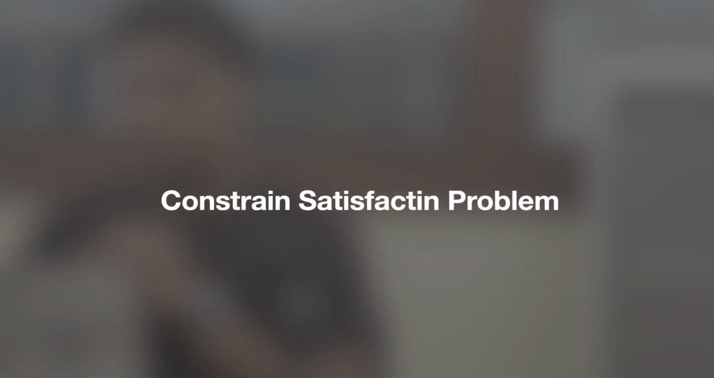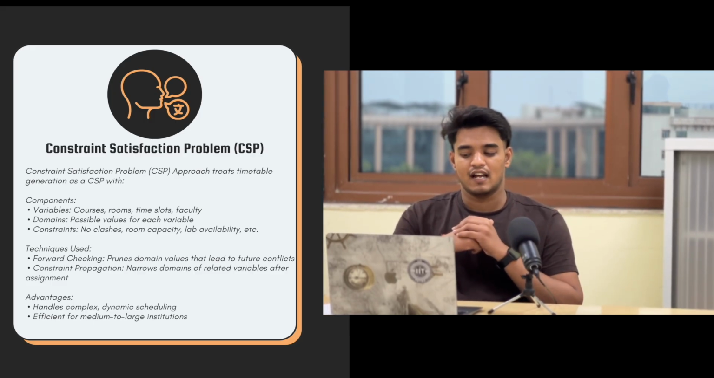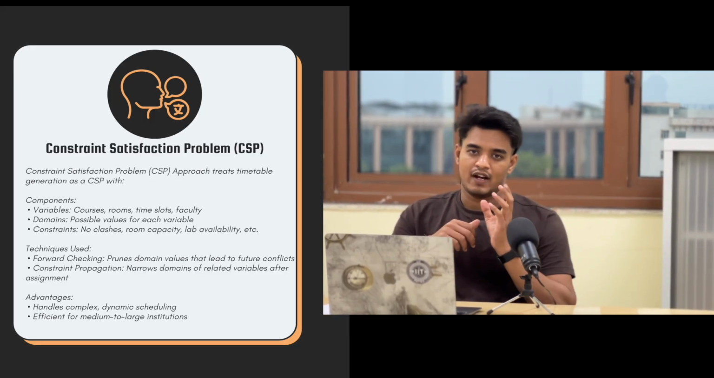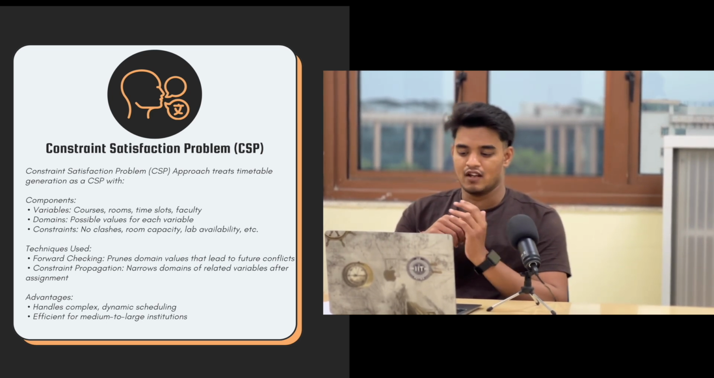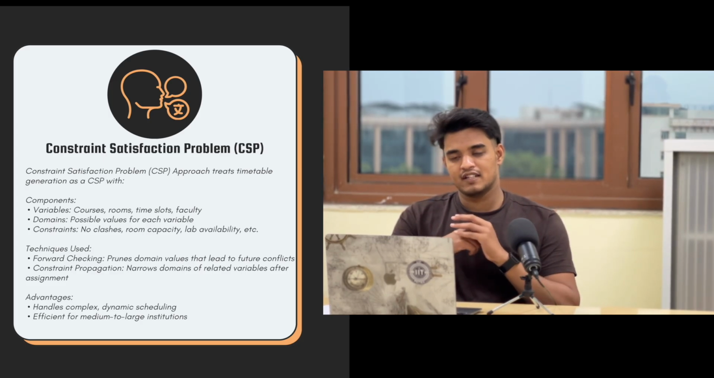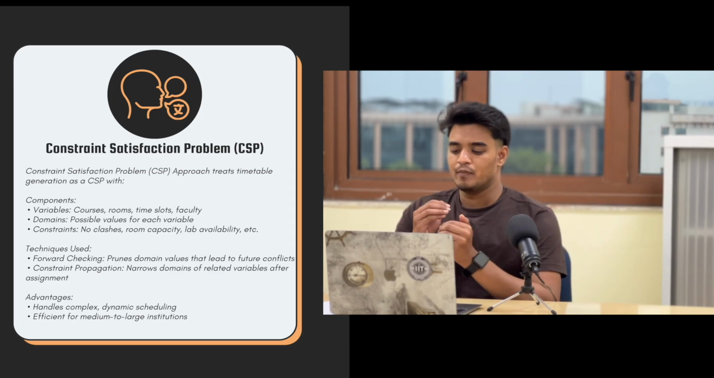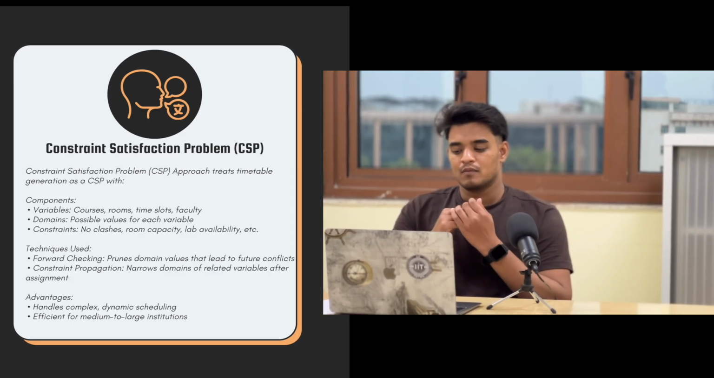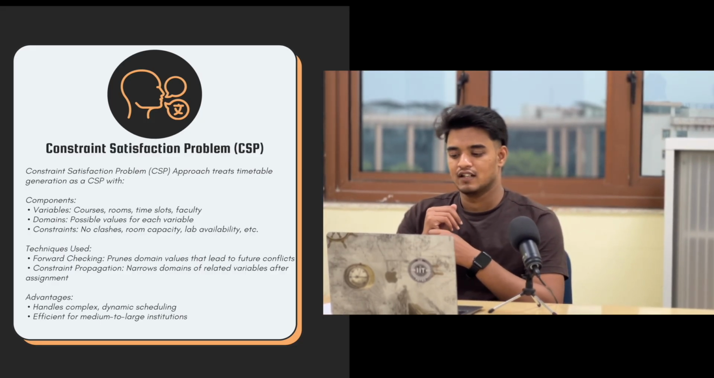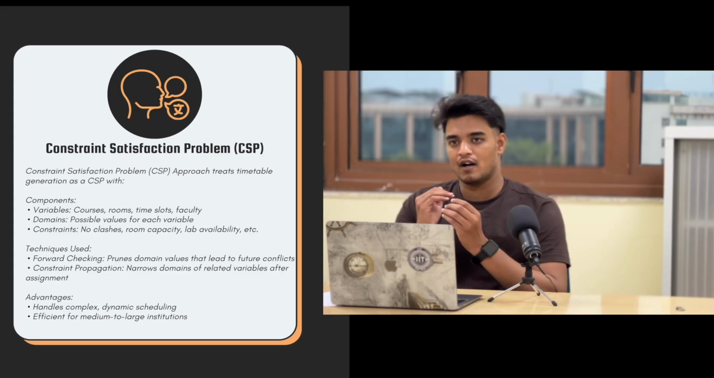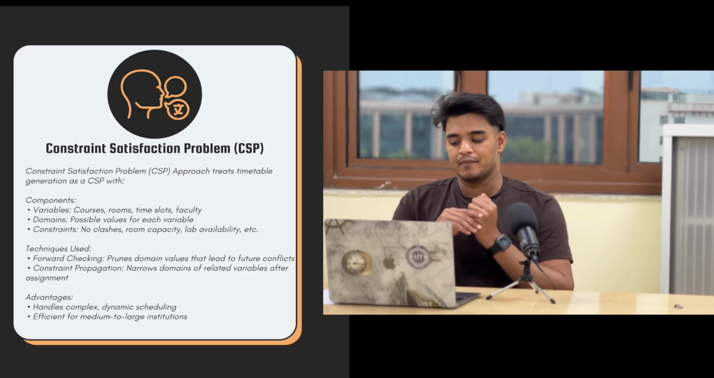Constraint satisfaction problem. The constraint satisfaction approach treats timetable generation as a CSP, defining variables, domains and constraints. Variables are courses, rooms, time slots and faculty. Domains are the possible values for each variable. Constraints: there should be no clashes, and there should be minimum room capacity, availability of rooms and labs.